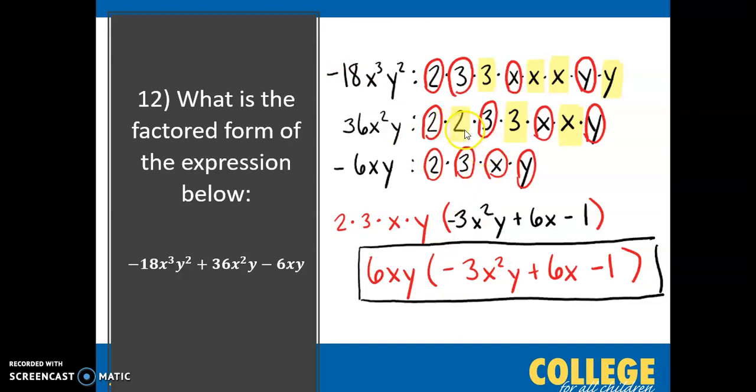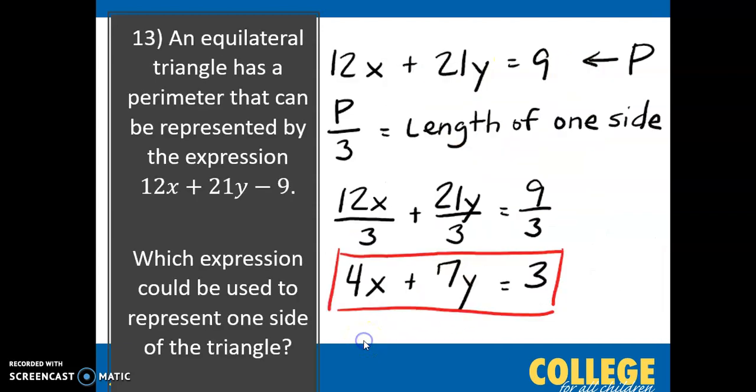On the second row, I have a 2, a 3, and an x. So 2 times 3 is 6, and 6 times x is 6x. This is a positive number, so it's a positive 6x. For the last one, there's nothing left over. Only I know that it's a negative sign, so I have to put that negative 1. And that would be my final factored expression.